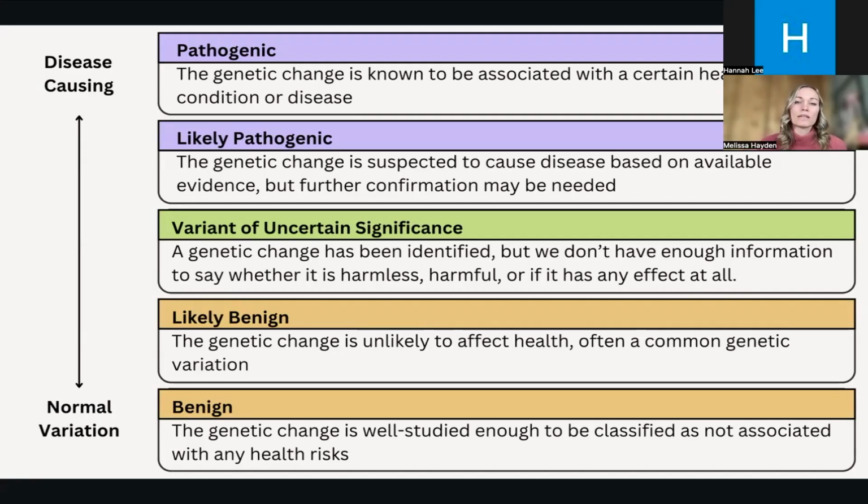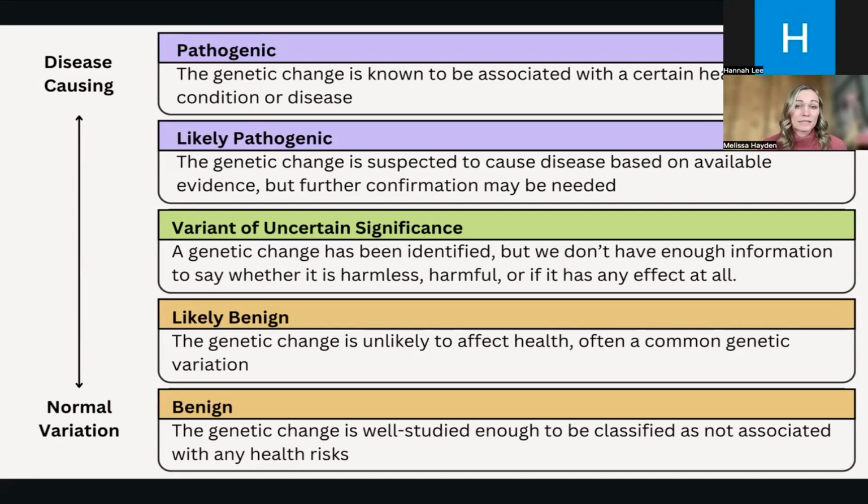Lastly, some results can come back as negative and labeled as likely benign because a variant has been identified, but it's unlikely to affect health. These types of variants are often common genetic variants found within the public. While benign is also a negative result, this is when a variant is found that is well studied enough to be classified as not associated with any health risks. It is considered harmless and not likely to affect the individual's health.